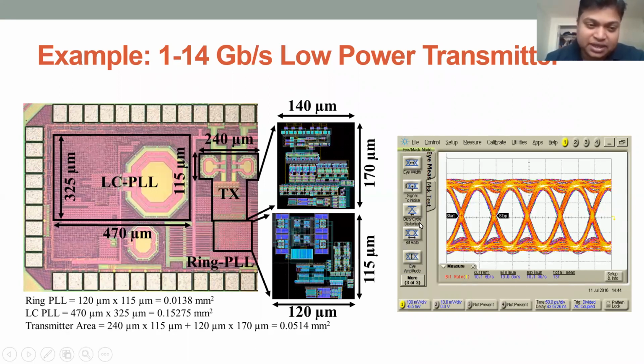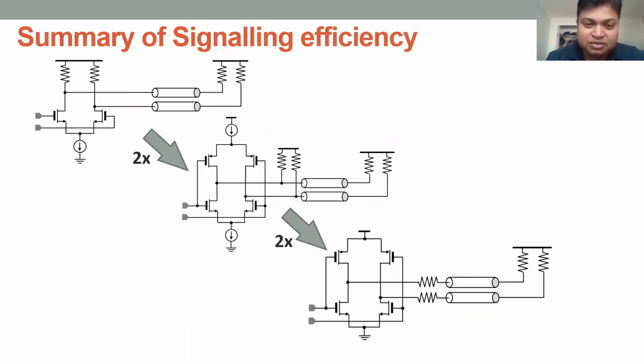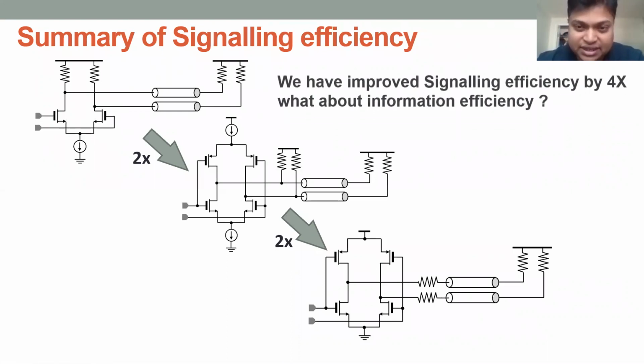Now, the thing is that we have to do something different to push it above this limit, right? So if you look at the way things have gone so far, we take this current mode driver, we make it bipolar, we make it voltage mode, and every step gives me a 2x improvement. But it is hitting a limit, in that there is very little room to extract more out of it, right?